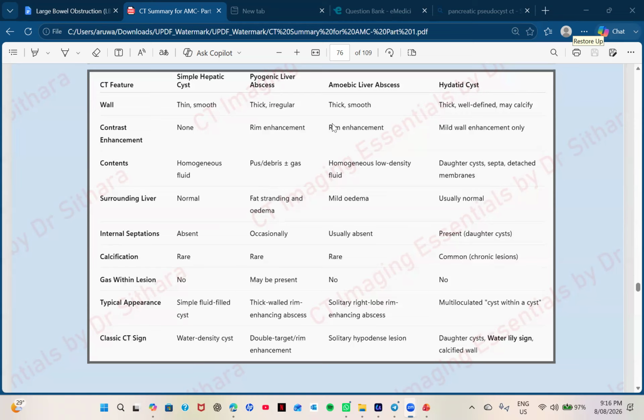So here, very important, these three: pyogenic liver abscess, amoebic liver abscess and hydatid cyst. You have to differentiate those from the presentation as well as the CT findings, very important.